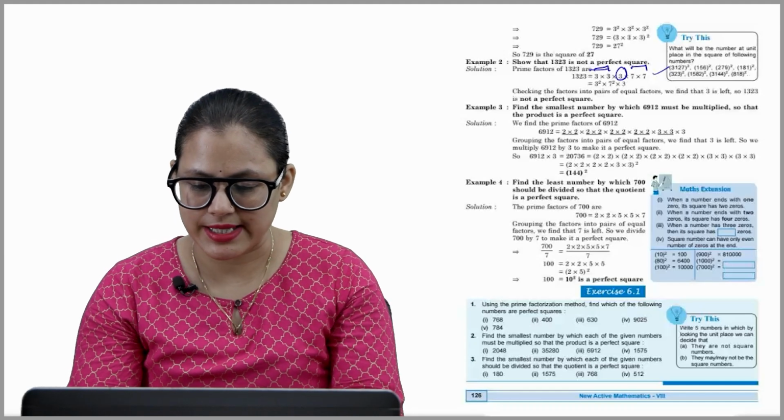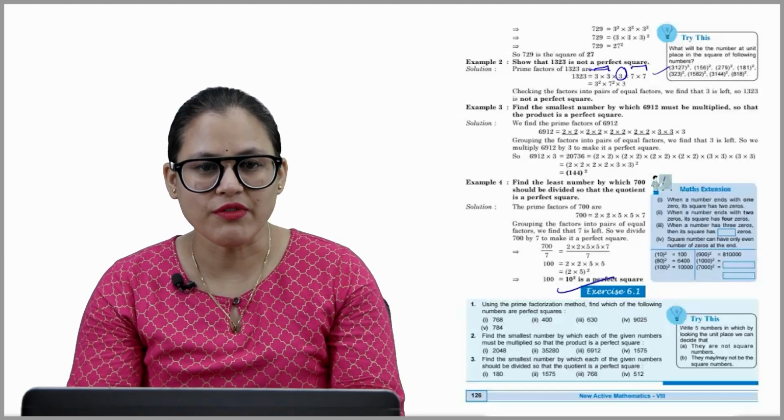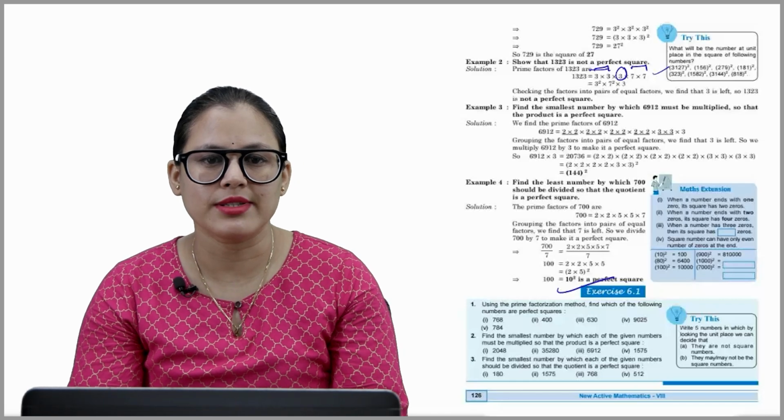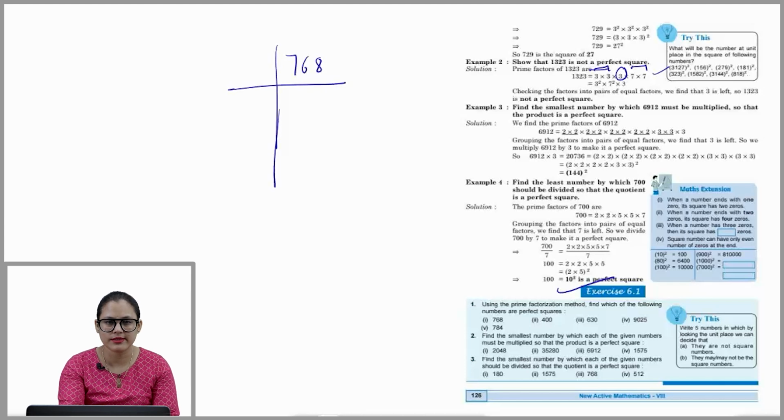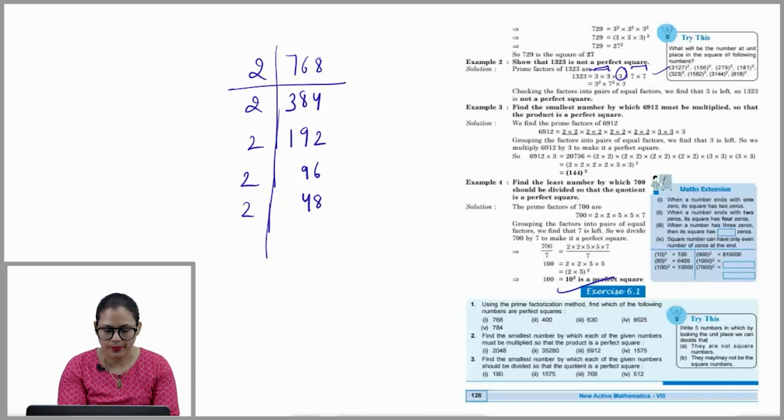Let's do exercise 6.1. Using the prime factorization method, find which of the following numbers are perfect squares. First, 768. Since it's an even number, we'll start with 2. 2 3s are 6, 2 8s are 16, 2 4s are 8, 2 1s are 2, 2 9s are 18, 2 2s are 4, 2 6s are 12, 2 4s are 8, 2 8s are 16, 2 2s are 4, 2 4s are 8, 2 12s, then 2 6s and 2 3s are 6, then 3 1s are 3.